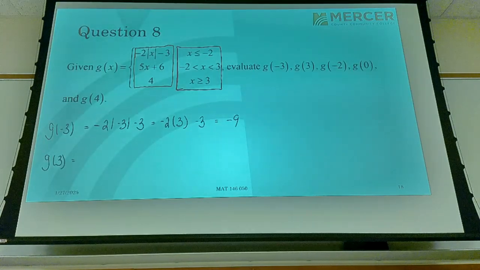G of 3. Is 3 less than or equal to -2? Is 3 between -2 and 3? I agree 3 is greater than -2, but is 3 less than 3? Is 3 greater than or equal to 3? So it goes into that last one, which says it's 4.